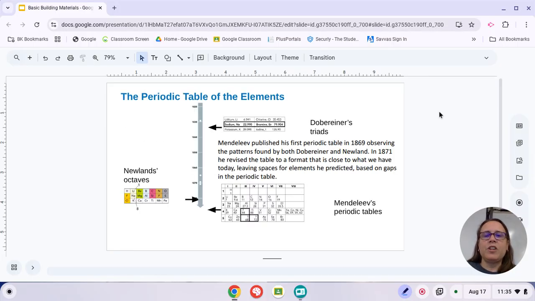Okay, this just kind of shows on a timeline how we came up with the octaves, and then as we go down, Mendeleev's periodic table. One we didn't mention there at the top was the triads. Another scientist, Dobereiner, was seeing some repetition and some patterns. So all of these scientists were seeing the repetition, and they just kept adding to the knowledge, and we kept fleshing out the periodic table to what we see today.